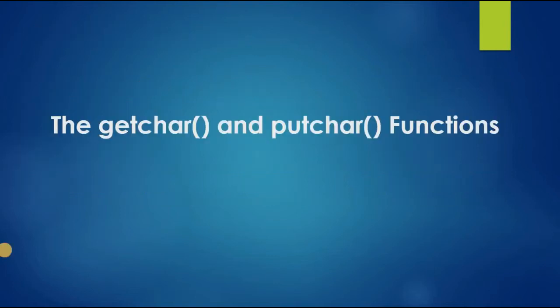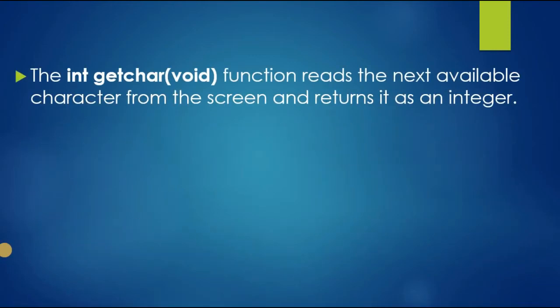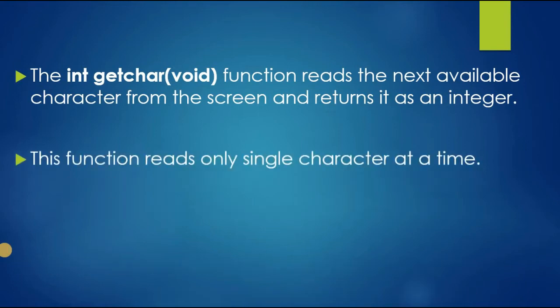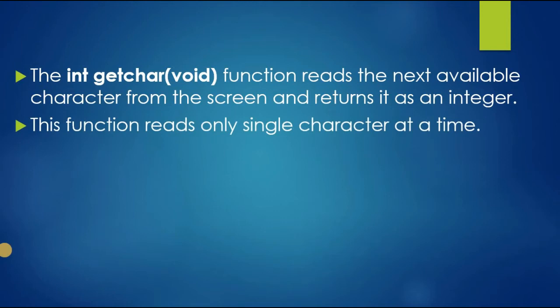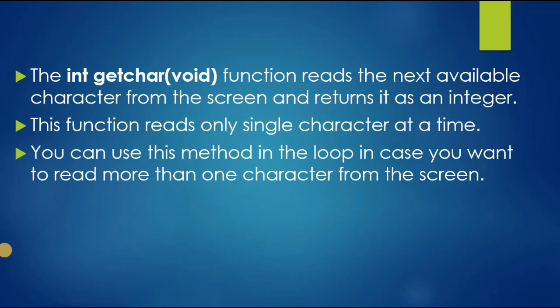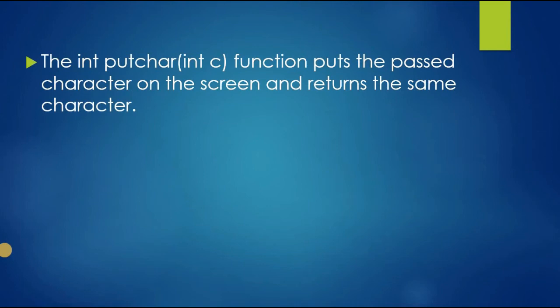Next, the getchar and putchar functions. First we will discuss the getchar function. The int getchar function reads the next available character from the screen and returns it as an integer. This function reads only a single character at a time. You can use this method in a loop in case you want to read more than one character from the screen.